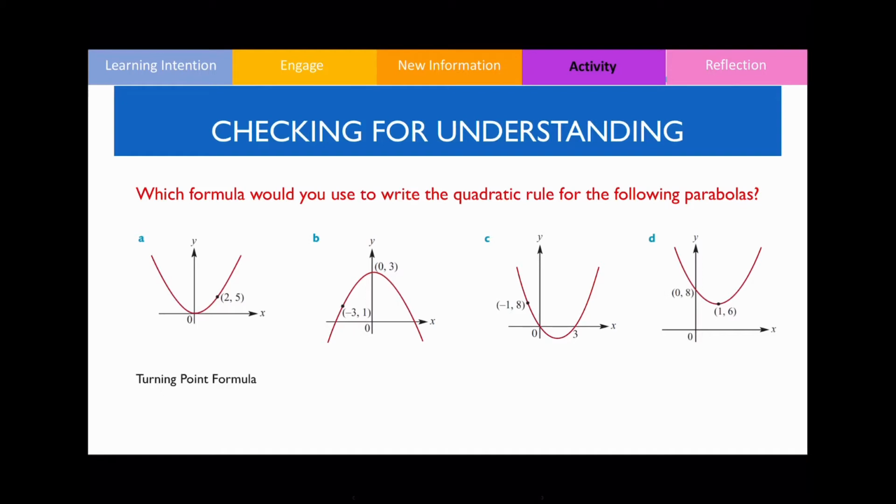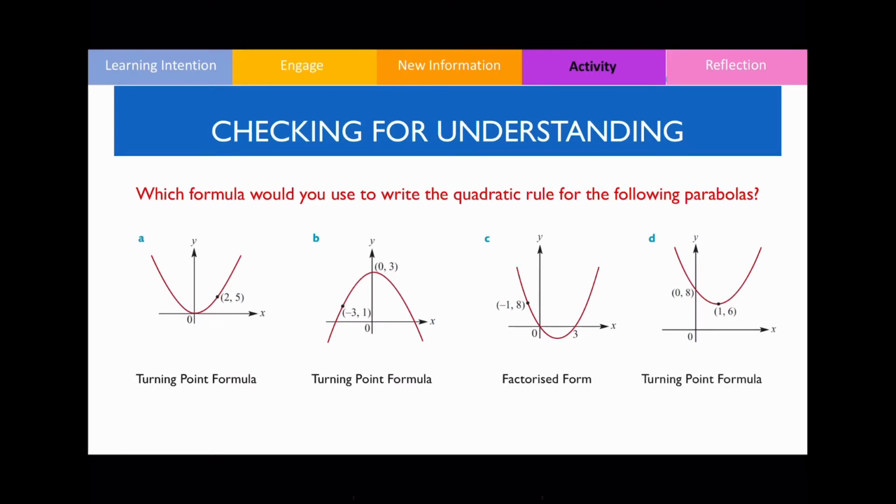For this second equation over here, we are provided with the values of your turning point and one extra coordinate. So again, you're going to be using the turning point form. For the very third example over here, you've been given the x-intercepts and another coordinate, so you're going to be using the factorized form. And for the very last one, you're going to be using the turning point form.